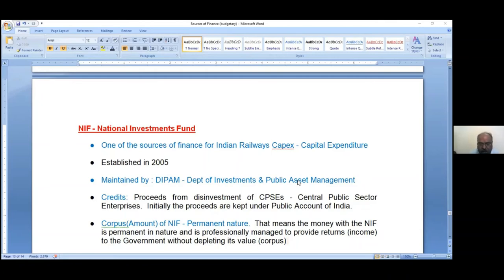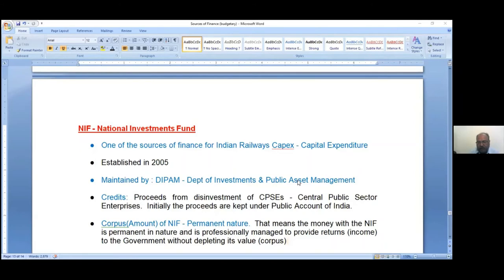So this is established in the year 2005. This is maintained by DIPAM. DIPAM stands for Department of Investments and Public Asset Management. So what are the credits to this fund?